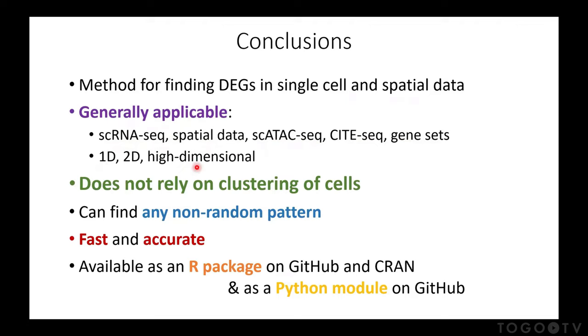And the input could be, so originally we imagined it's high dimensional PCs, principal components, but it could also be 2D space within the tissues, for example, or it could be a 1D trajectory. It does not rely on comparing between clusters. And as a result of that, in principle, it can find any pattern, I think. I didn't show it, but I think it's relatively fast. I didn't show it, but I think it's relatively accurate. And it's available as an R package.